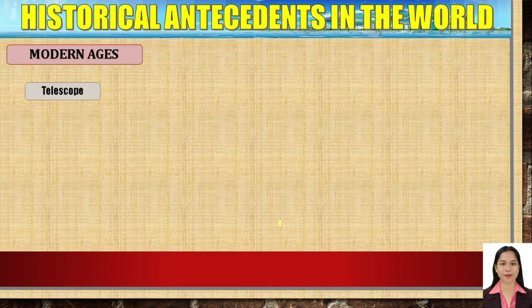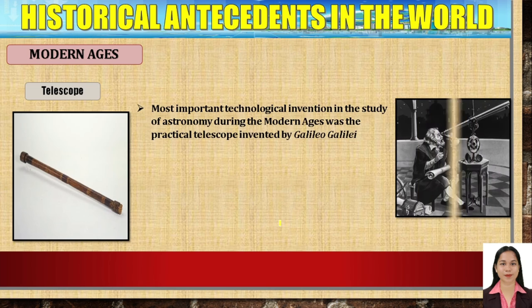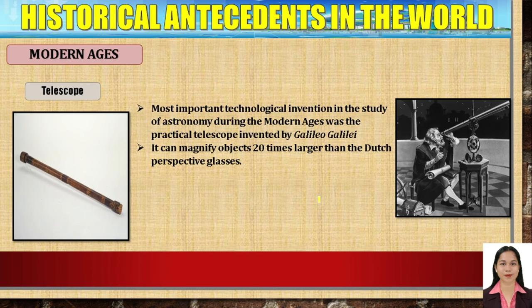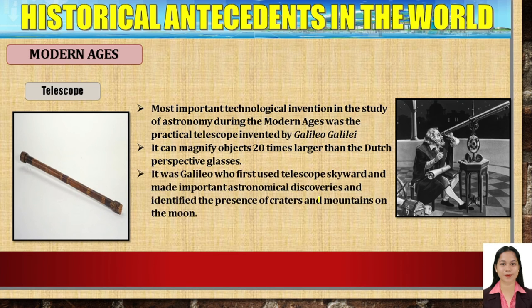Next one is the telescope. So perhaps the most important technological invention in the study of astronomy during the modern ages was the practical telescope invented by Galileo Galilei. So ito siya. So he invented the telescope during the modern ages. Okay. So this invention could magnify objects 20 times larger than the Dutch perspective glasses. So it was Galileo who first used the telescope skyward and made important astronomical discoveries and identified the presence of craters and mountains on the moon. So Galileo's remarkable technological contribution drastically changed the study of astronomy.